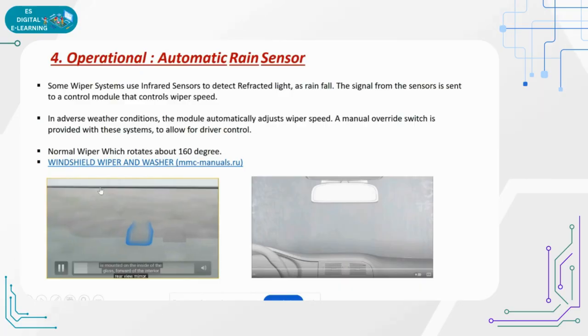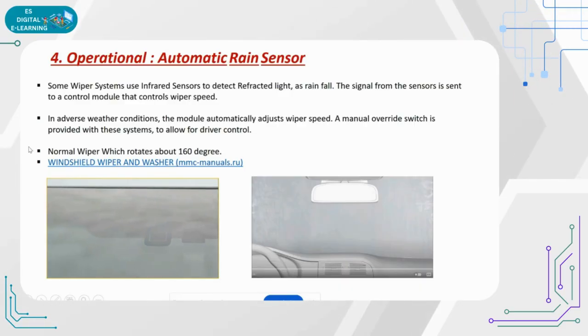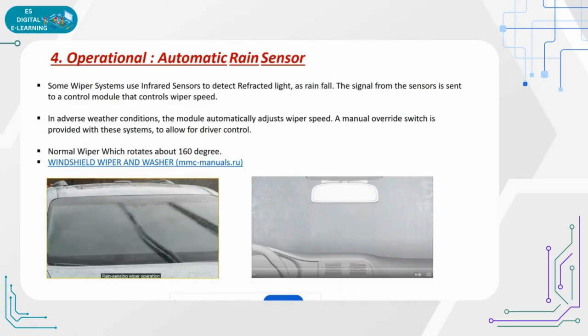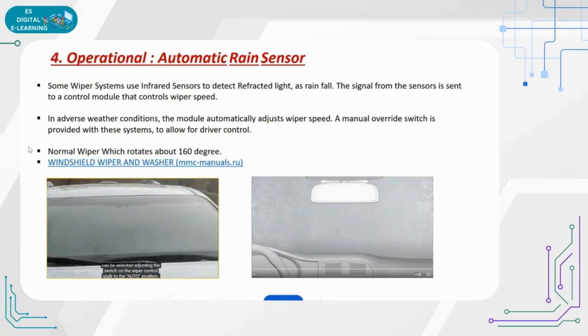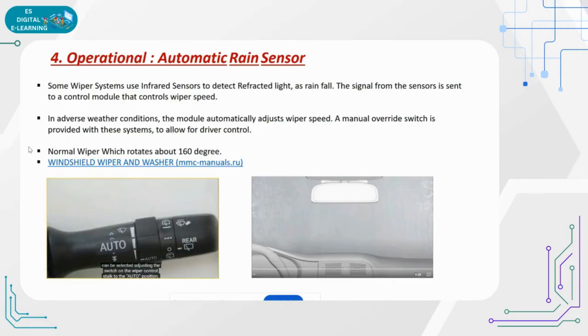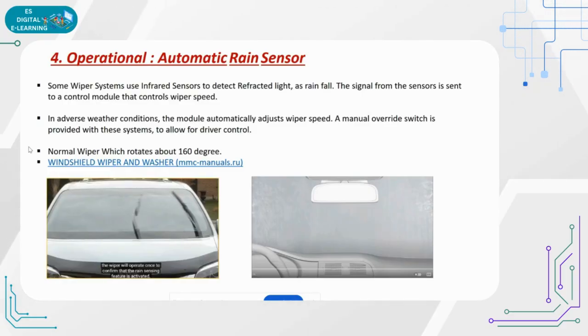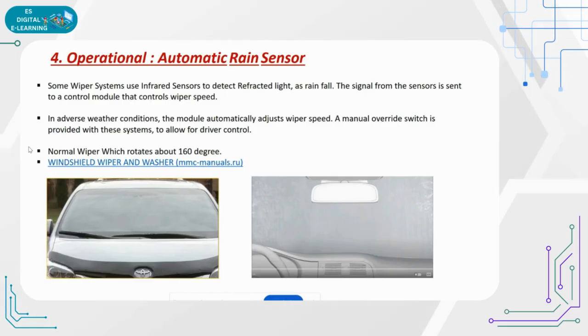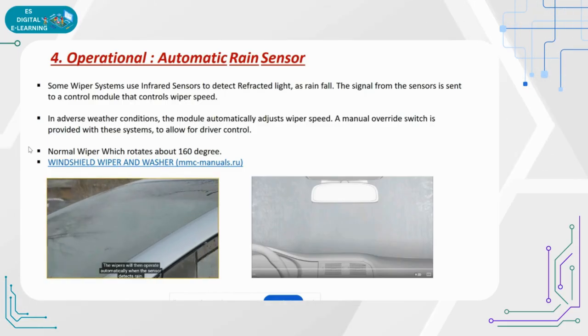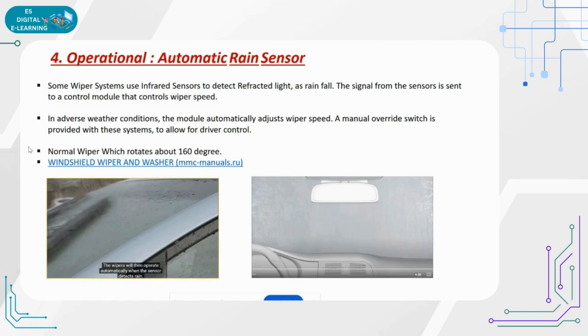So you are able to see this is a windscreen, and the sensor is mounted on it. Whenever the rain comes, the wipers switch on automatically. This is the auto mode. Auto means whenever it detects rain, it will operate. This is the ignition engine on/off. So when the rain is falling, it will always operate automatically.